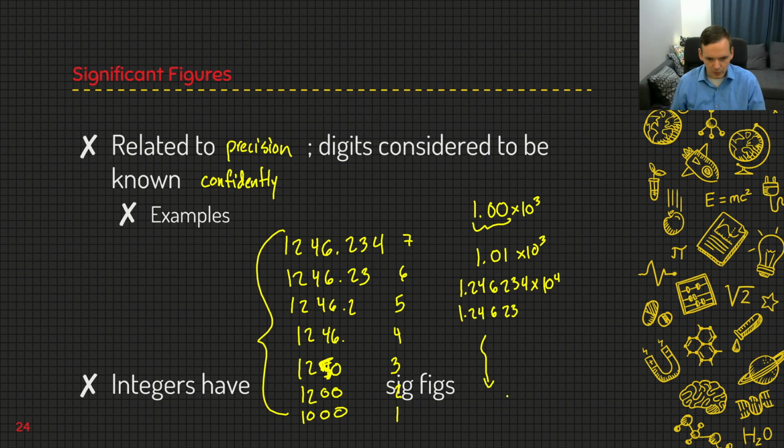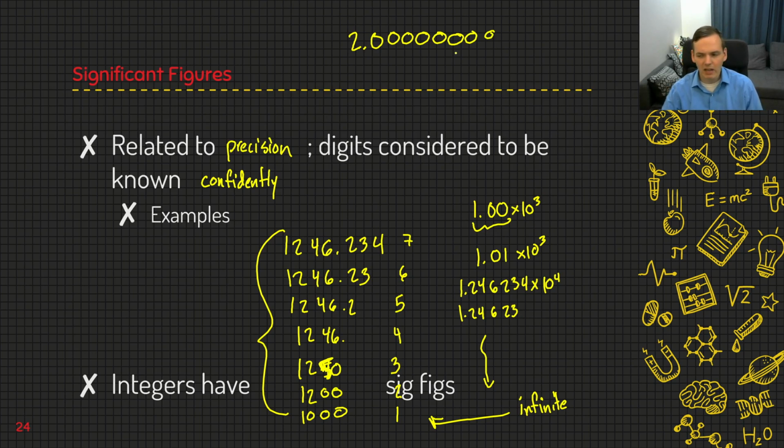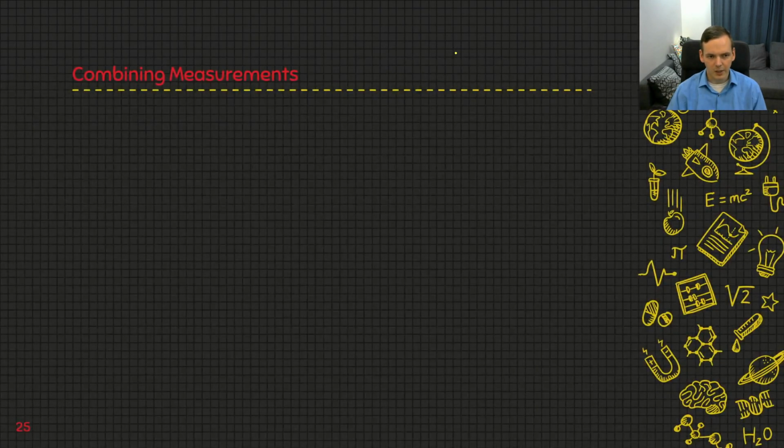Oh, this is a little bit weird, but to clarify, integers are considered to have infinite significant figures. So the number 2, as in 2 of something, is considered to be exactly 2, which means it's 2.0000000 all the way out to infinity. And that will matter for some stuff that we'll do in the next slide here.